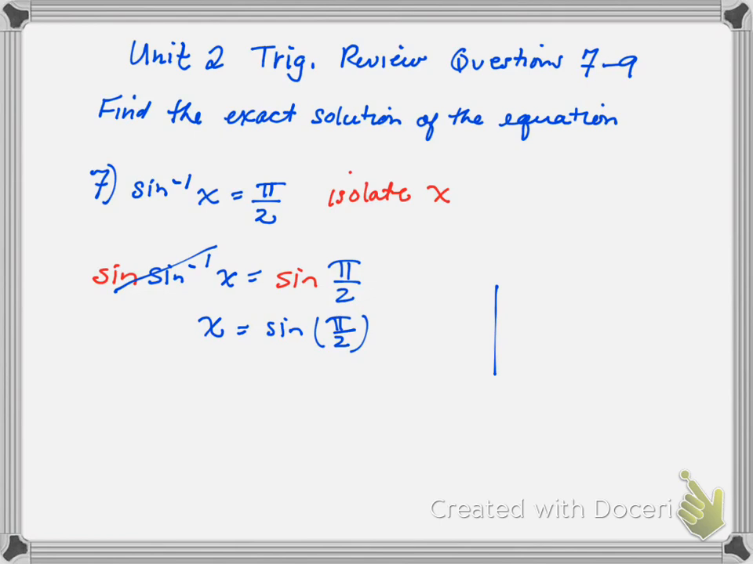The unit circle says at pi over 2, that point there is going to be (0, 1). So therefore, sine is my y value, so the answer is going to be 1. So x equals 1. If you look up the answer key, the answer to this is going to be D.